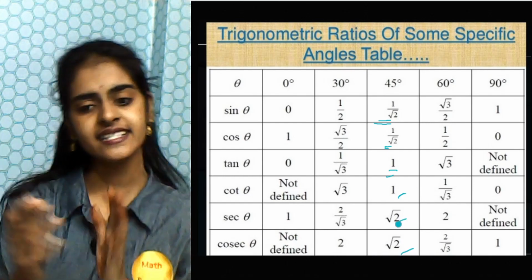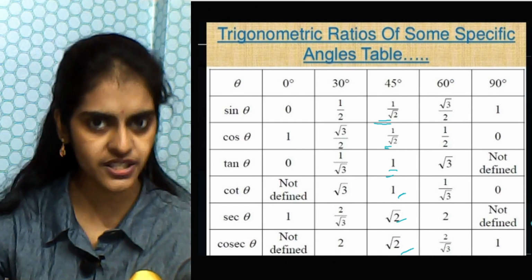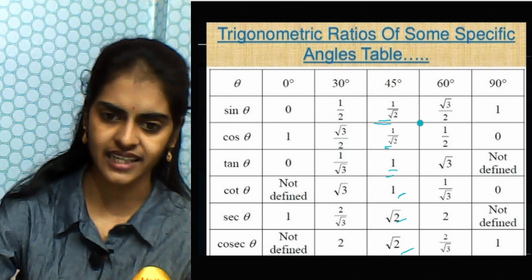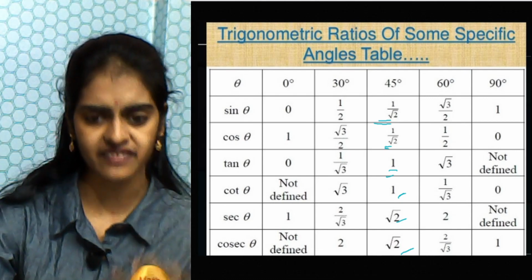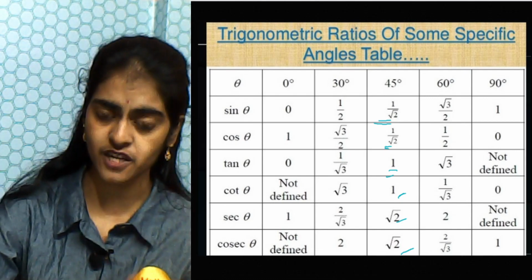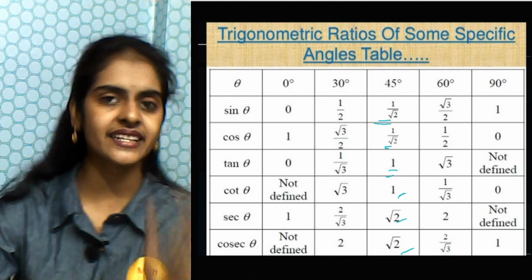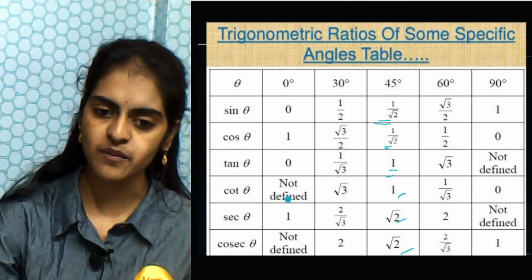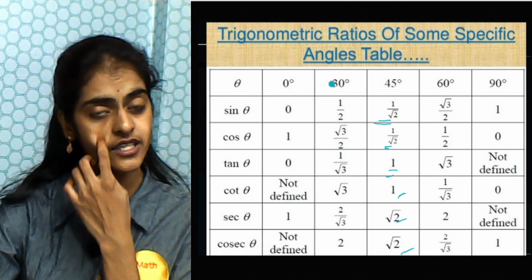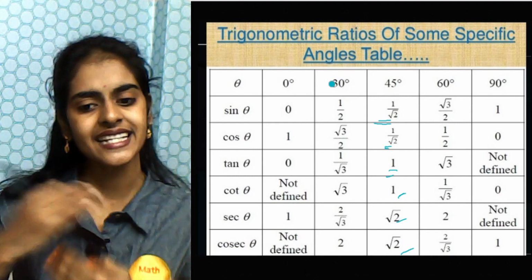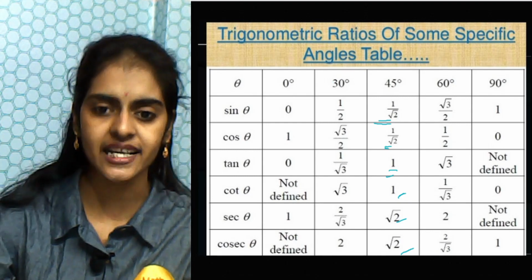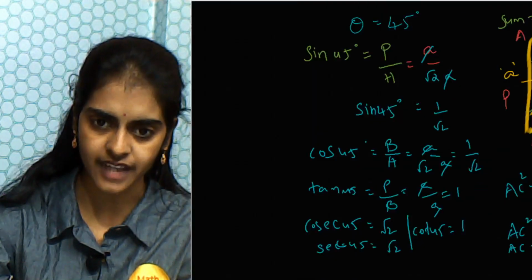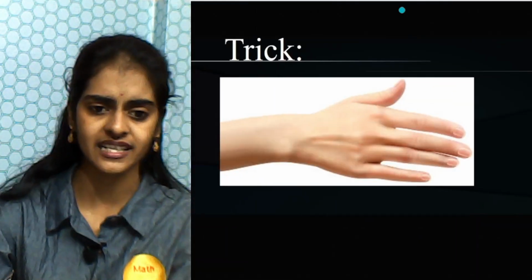So this is how you derive these values, using a right angle triangle. This derivation is not asked in your examination, but what is important is the table. So you have to remember these values. It is useful for this chapter as well as the next chapter. Clear? I'll tell you how to remember this table right now. I hope this is clear for you now.